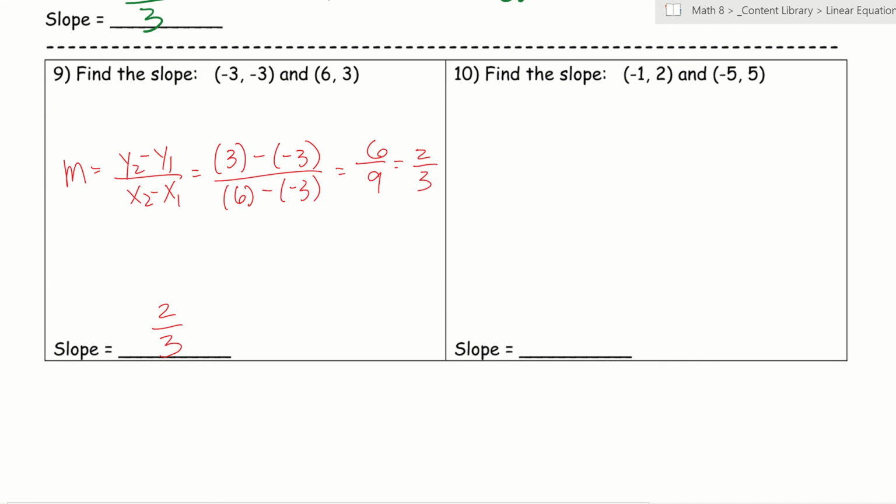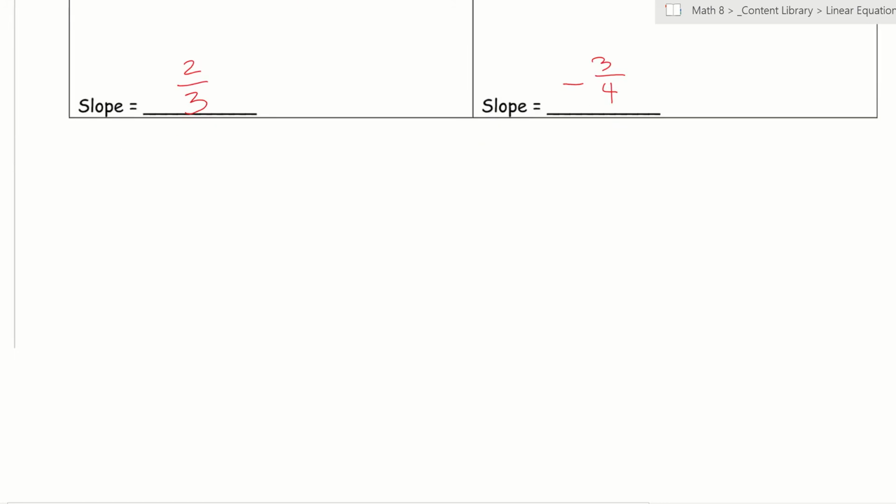Okay. We have m equals y2 minus y1 over x2 minus x1. We have 5 minus 2 over negative 5 minus negative 1. 3 over, plus, negative 5 plus 1 is negative 4.